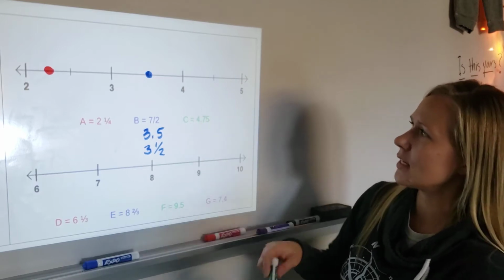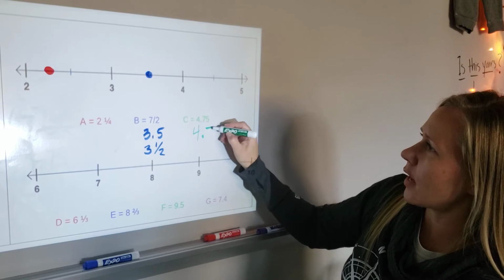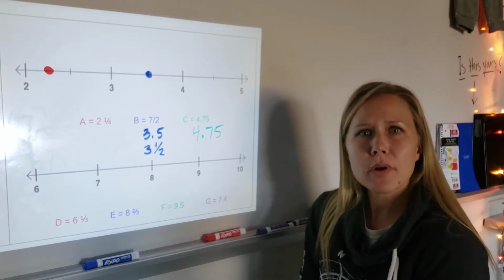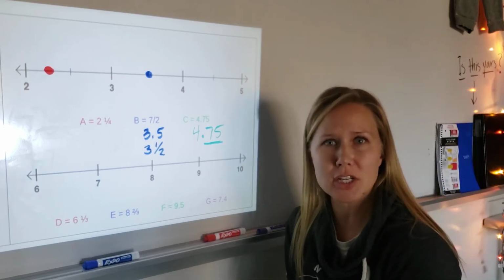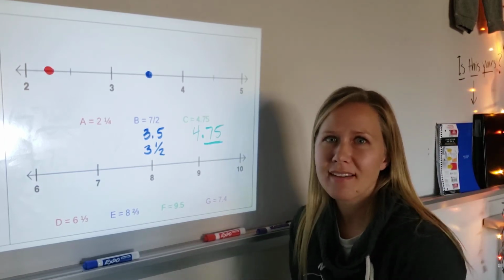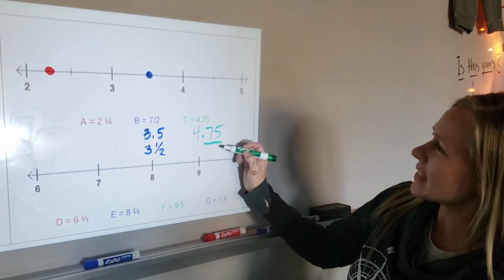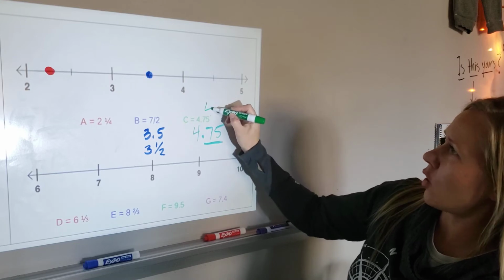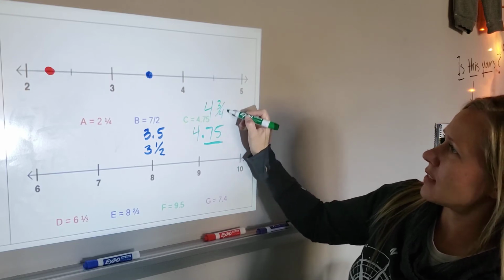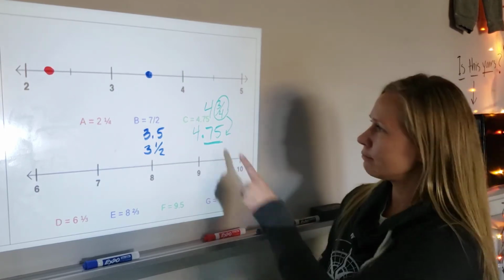All right, C. Now C says 4.75. I'm not sure if you can see it on there or not. 4.75. What do you know about 0.75? What fraction is that, 0.75? Do you know? 3/4. Yes. This really is the same as 4 3/4. This is the same as 0.75. So think about, you know that.